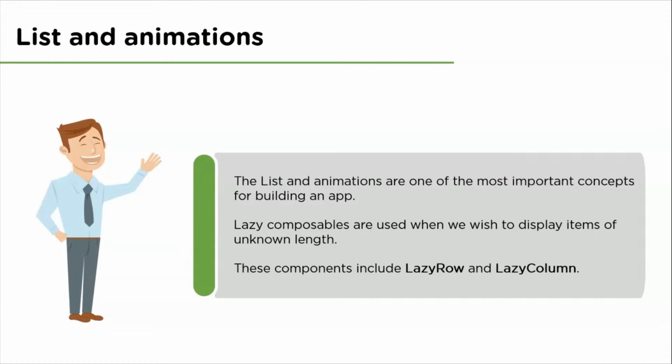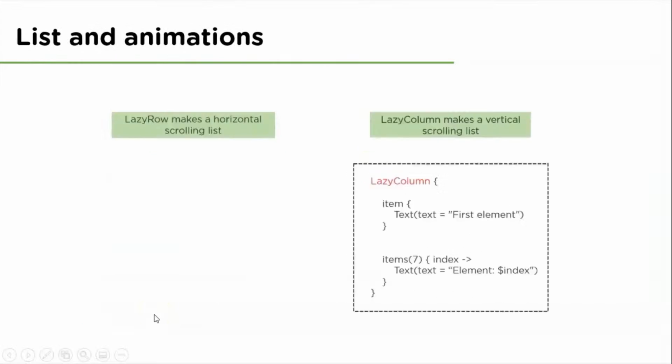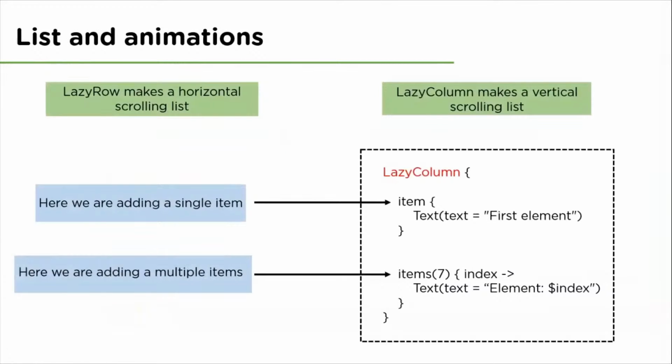In this example, LazyColumn is used. As we can see, here LazyColumn is used. That is a vertical scrolling list. And this is how we add elements or items. Here we are adding a single item, and here we are adding multiple items. With items, there is an integer 7, which means 7 items can be added.